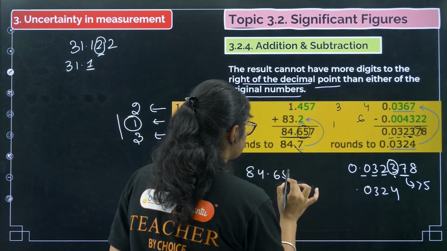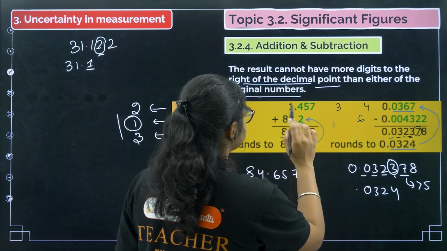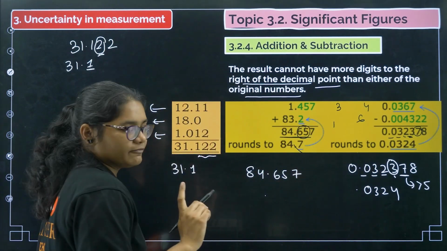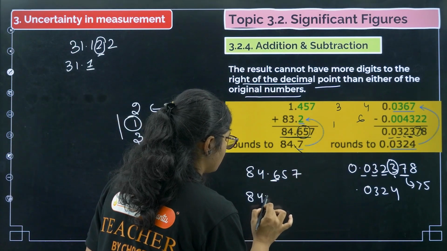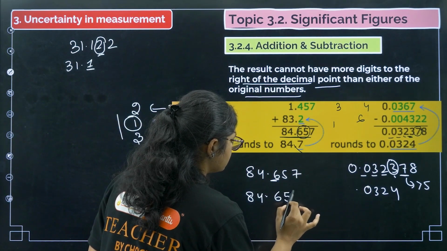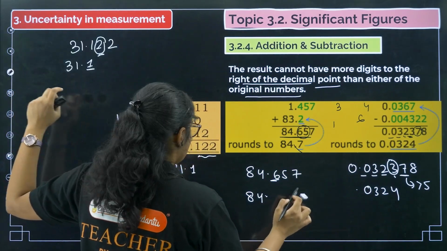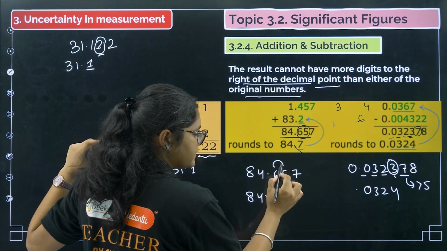See, 84.657, clear? Here we have seen that there are a total of 3 numbers after the decimal, and here it is only 1 number after the decimal. So I have to keep only 1 number after the decimal. So 84.657 is there, but we need to keep only 1 number after the decimal. So we will check the next number.